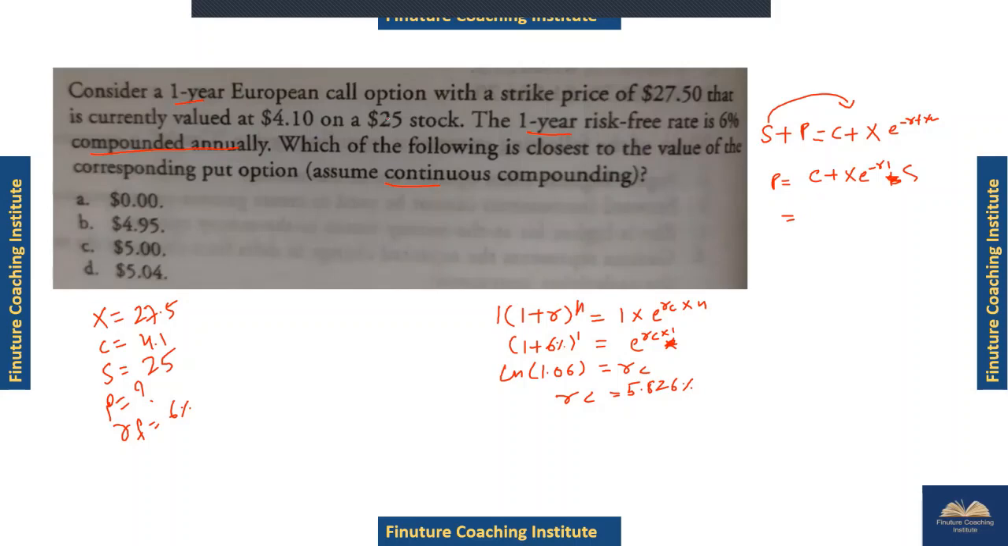So your call price is $4.1, plus your strike is 27.5, discounted at 5.826%, minus your spot, which is $25. This is the spot price. If you calculate, I'll just mention the answer. So this comes around 5.04. Option D is the correct one.